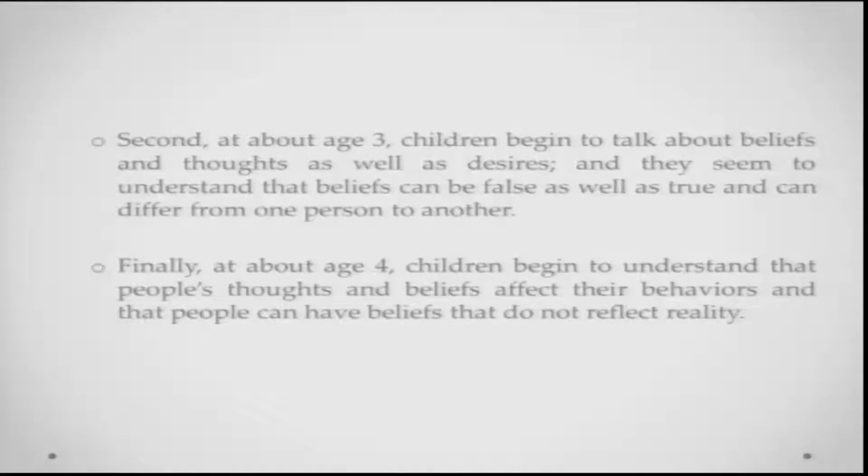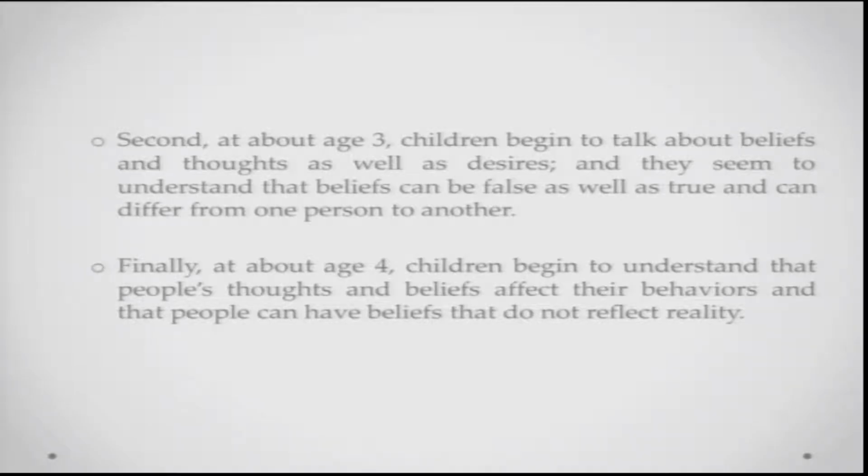In the second stage, which is around 3 years of age, children begin to talk about beliefs and thoughts as well as desires. They start talking about how reality is one thing, desire is another, but there are beliefs as well. Somebody can think, in a slightly more abstract fashion. At this stage, they seem to understand that beliefs can be false as well as true. They are beginning to grasp these higher-order activities, and they also start appreciating that beliefs can differ from person to person. Different people can have different sets of beliefs.